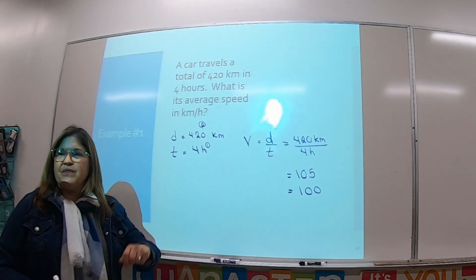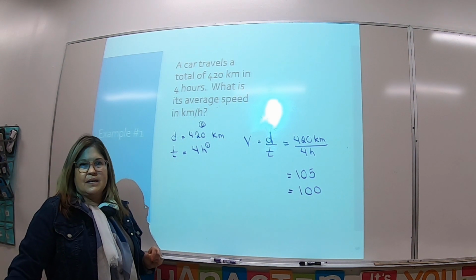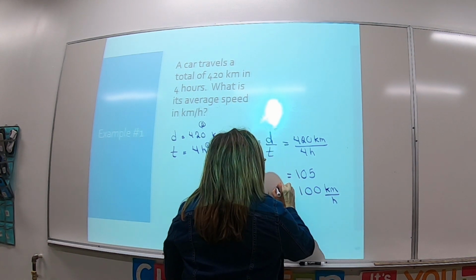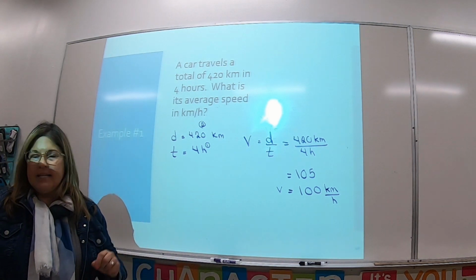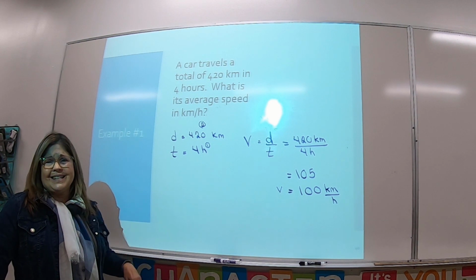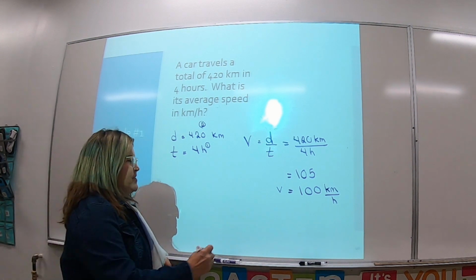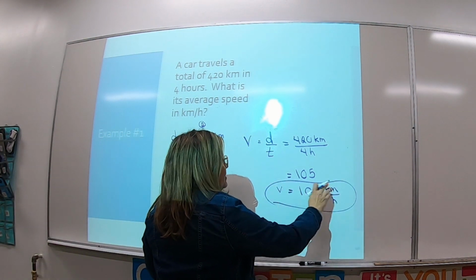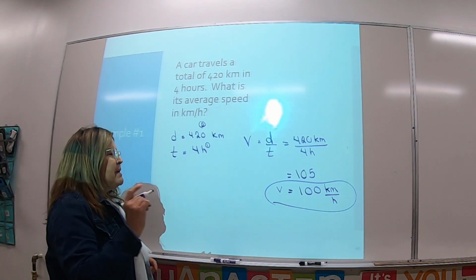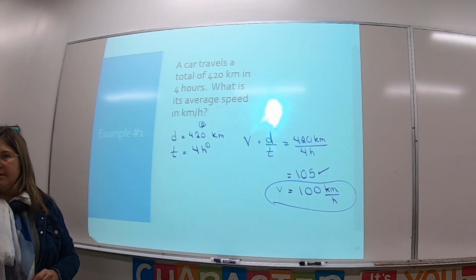Okay, we got that part. Again, I'm in science class, so I have to put down my units. So I'm going to have to record it as kilometers per hour. And I'm just going to put the V in front, saying speed is equal to 100 kilometers per hour. You don't need a sentence. I don't care if you put that in. If you do, that's fine. I need to know where your answer is. But if you just say V is equal to 100 kilometers per hour, that's fine. Remember to record the unrounded number first.